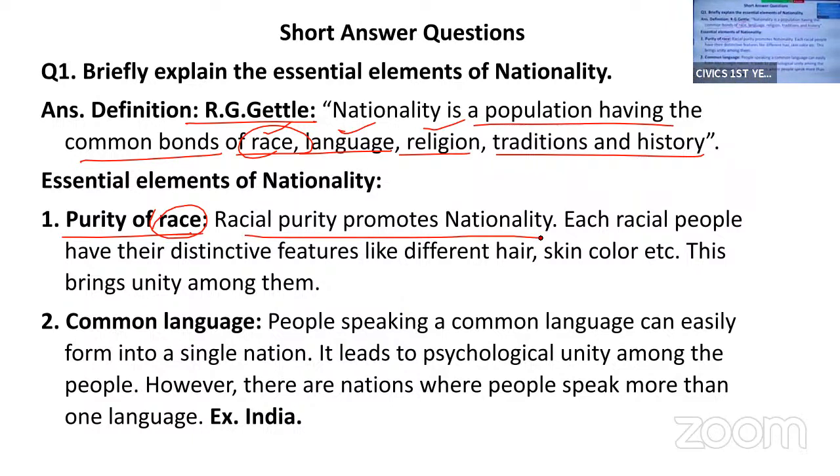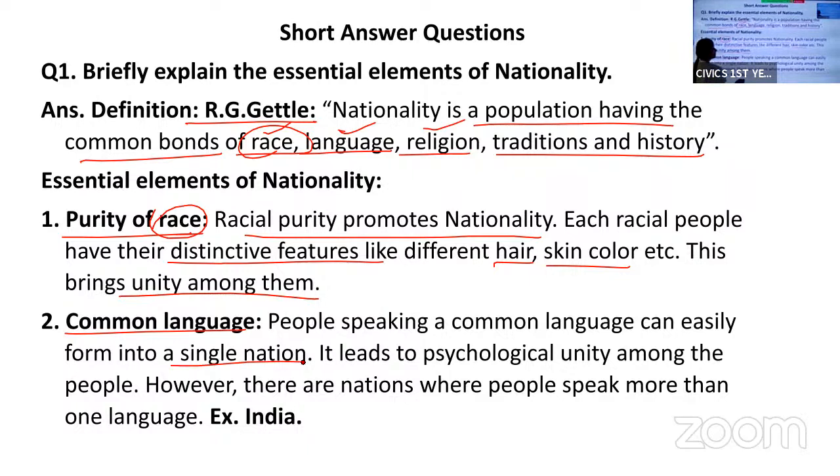Each racial group will have distinctive features like hair, color of skin, etc. And this will bring unity among them. When there is unity among them, they will form into a nation. So the first element of nationality is purity of race. The next is common language. Language is a medium of communication where we express our ideas to others. So if people speak a common language, they can easily form into a nation.